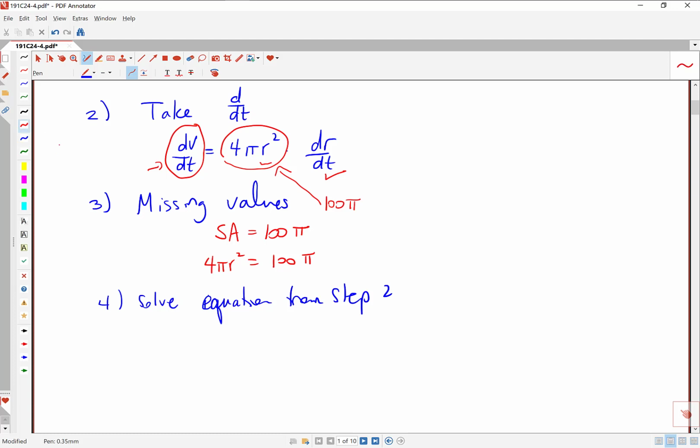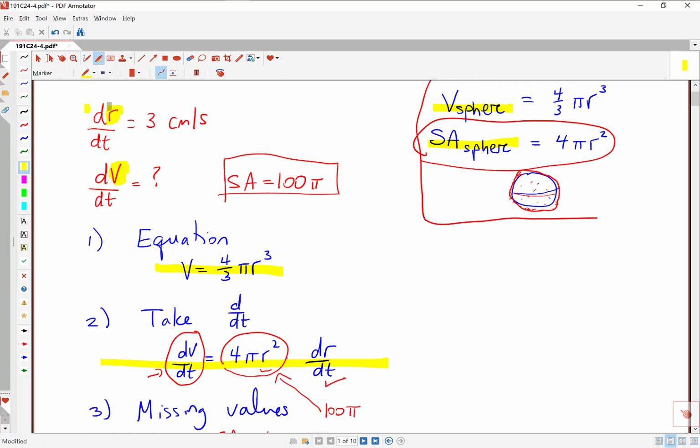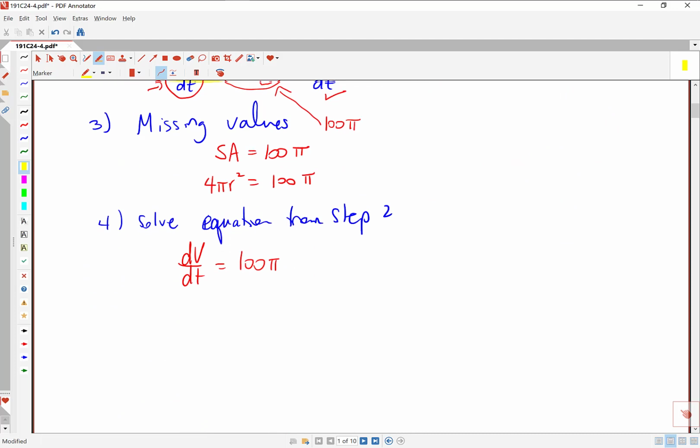Okay, so let's sub in here dV by dt, what we're trying to find. We've said that the 4 pi r squared is equal to 100 pi. Maybe I'll just highlight that equation from step 2 so you can see what we're subbing into. And then from the beginning of the problem, we had a value for dr by dt. We were told that it was 3 centimeters per second. So let's sub that in. So times 3. So in other words, 300 pi, and then let's think units.